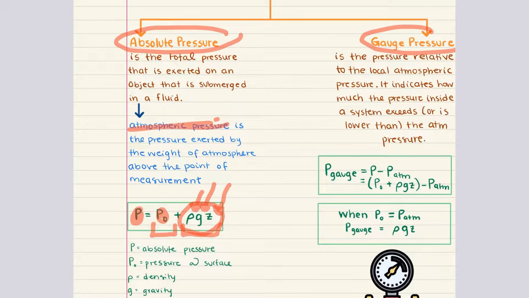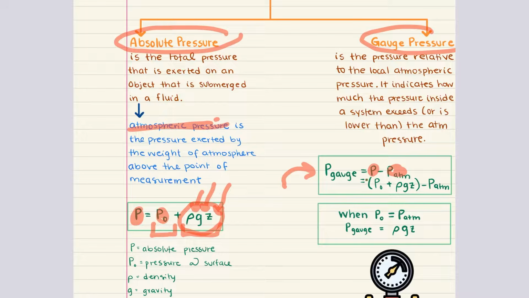Gauge pressure is perhaps the most commonly used form of pressure measurement in everyday applications, and it represents the pressure relative to atmospheric pressure, and it's given by the following formula. Here we see that gauge pressure is equal to absolute pressure minus atmospheric pressure. This means that gauge pressure indicates how much the pressure inside a system exceeds or falls below the local atmospheric pressure. For instance, when you use a tire gauge to check your car tires, the reading you get is a gauge pressure. A gauge pressure of 0 means that the pressure inside the tire is equal to atmospheric pressure.